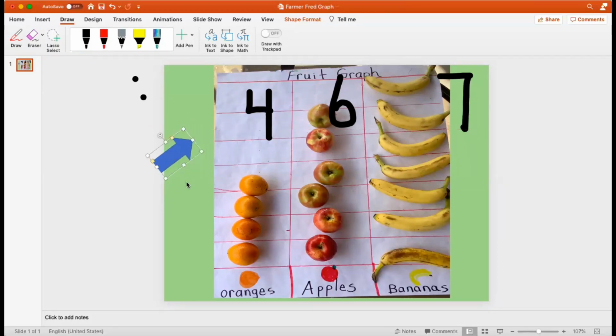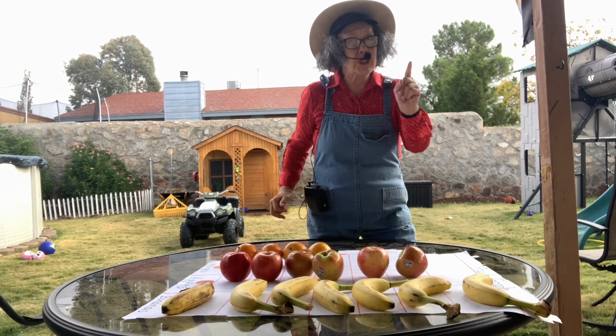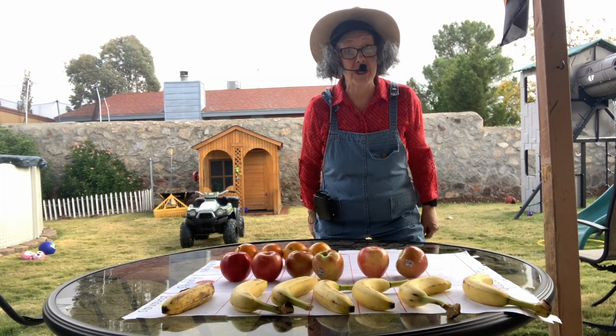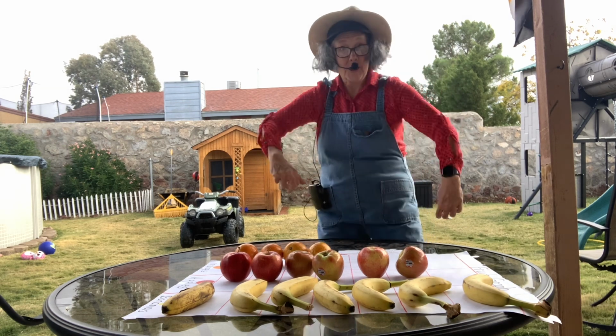Graphing is a whole lot of fun. Ooh-wee! Using a graph sure does help me do my job. Now I'm ready to take the fruit to the market.